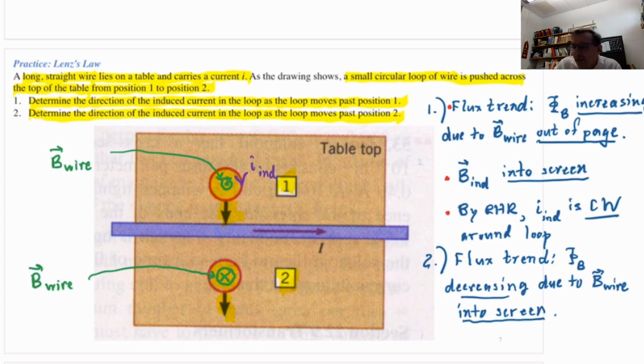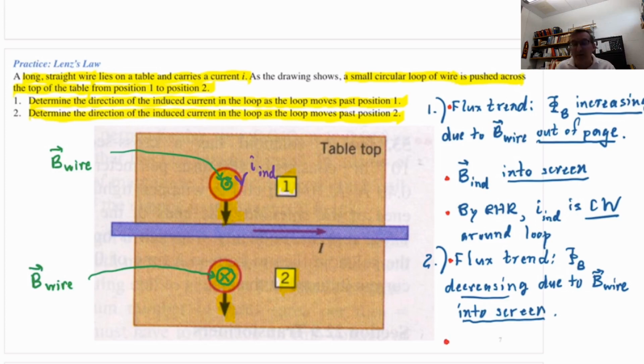Do you see why it's decreasing flux? Because at position 2, the loop is being moved away from the wire, and as you get farther from a wire, its B field gets weaker, smaller. And that's why the magnetic flux is decreasing, but it's all because that loop is being moved. All right, so that's the first step, that's the first bullet.